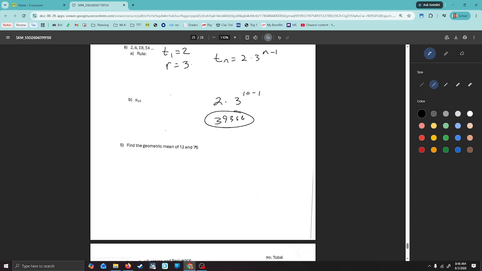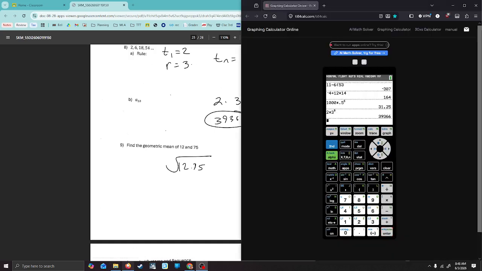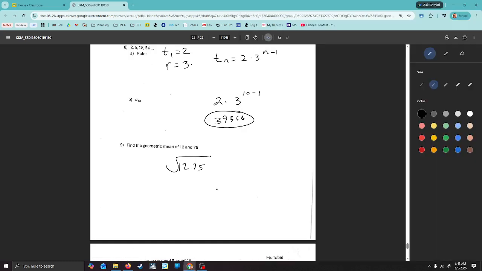When you find the geometric mean of something, you do 12 times 75, square rooted. So 12 times 75. I need the calculator. Equals 900. The square root of 900 is 30.